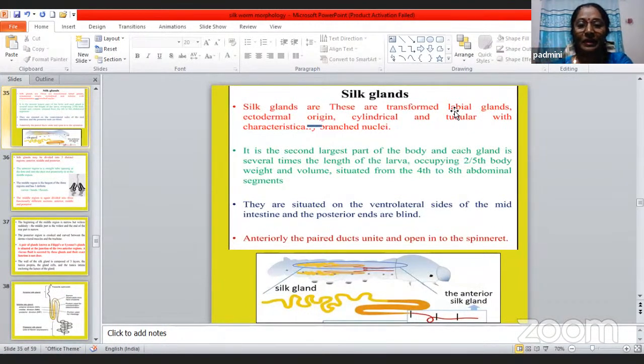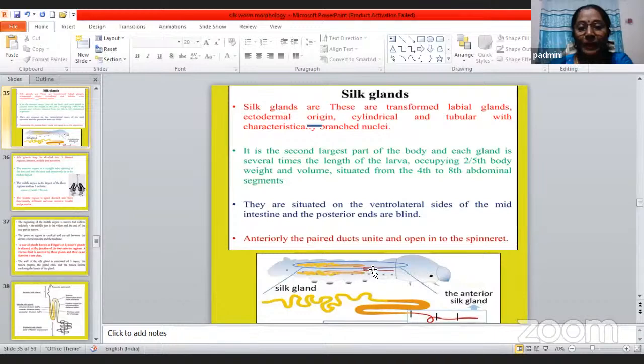Okay. So silk glands are transformed labial glands. If you remember the labial gland that we talked about in the first slide, in the head region, here you can see the mouth part. The labial glands are of ectodermal origin, cylindrical and tubular with characteristically branched nuclei. It is the second largest part of the body, and each gland is several times the length of the larva, occupying 2/5 of the body, situated on the 4th to 8th abdominal segments at the ventrolateral sides of the body.